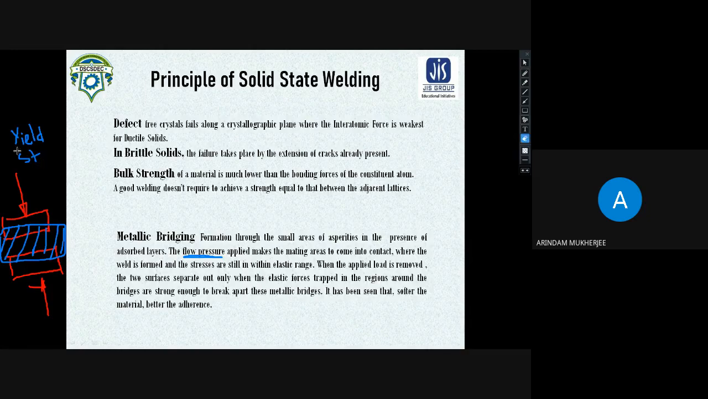What is yield strength? Can anyone tell what yield strength is? Tanmoy sir has told you many times. Is there anyone who can say what you mean by yield strength? Do you remember?